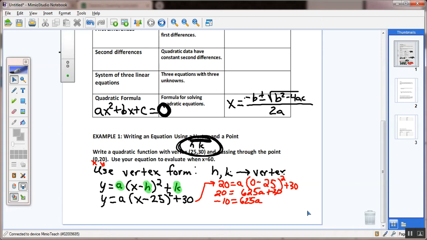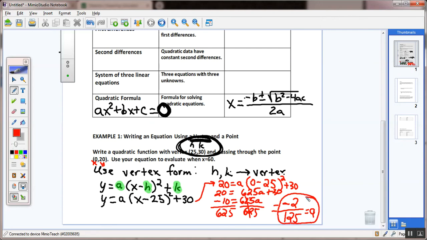Okay, now what am I going to divide by, kids? What are you going to divide by to get a alone? Negative 10. When did you divide by 625, right? Okay, now I'm going to leave this in fraction form here, and I'll tell you why. The 625s will cancel. Do you agree that 5 will go into both negative 10 and 625? When you simplify these by 5, you get negative 2 over 125 equal to your a value.